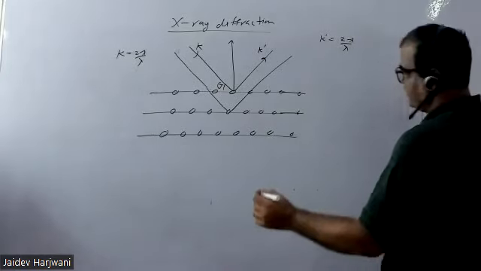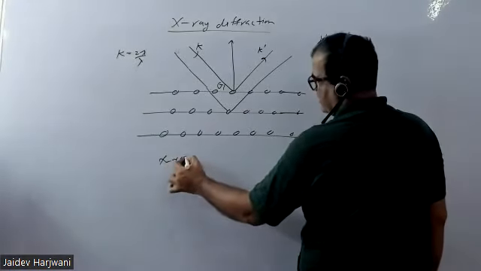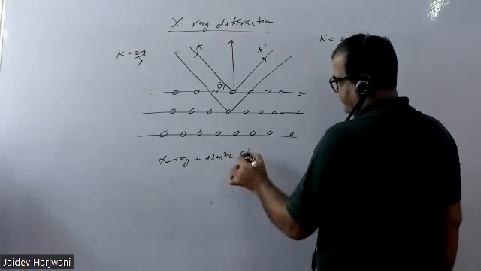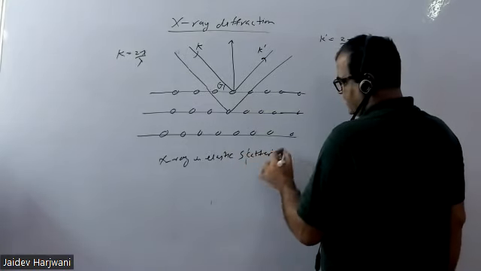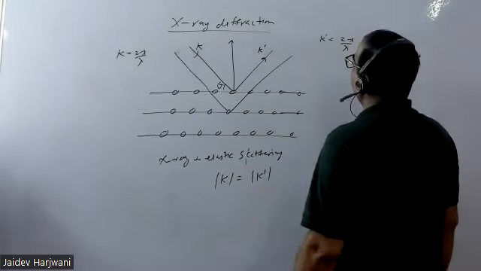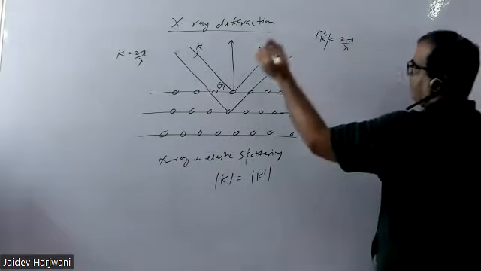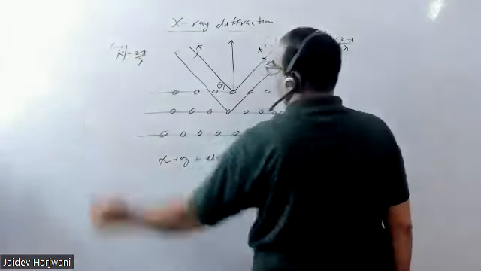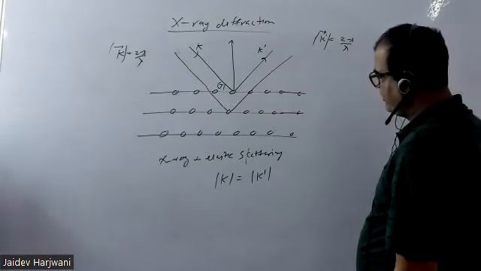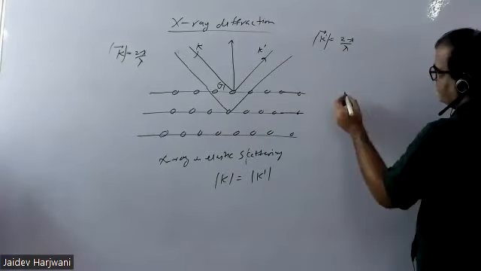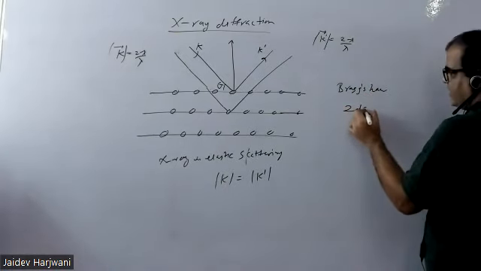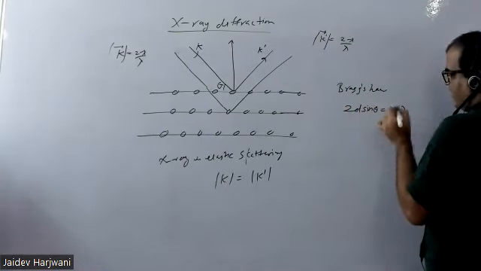X-ray scattering is elastic scattering. Elastic scattering means the magnitude of k and k dash is the same. So the magnitude of k is 2 pi by lambda and the magnitude of k dash is also 2 pi by lambda. Now we know the Bragg's law. If we solve this, we get the Bragg's condition: 2d sine theta equals n lambda is your Bragg's law.